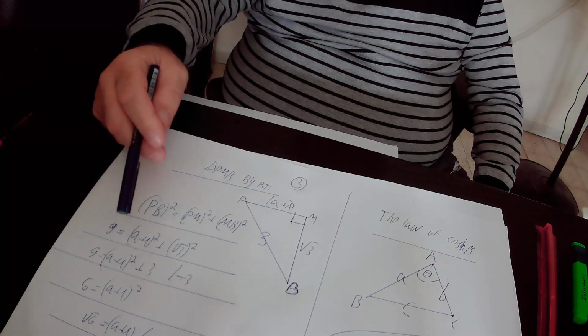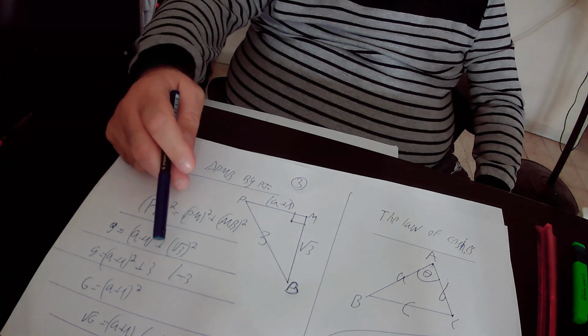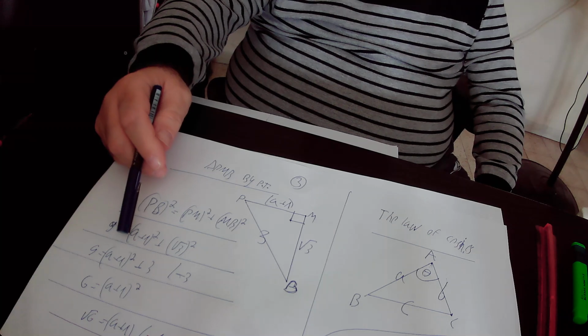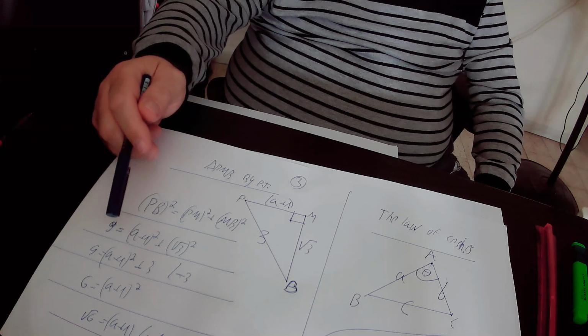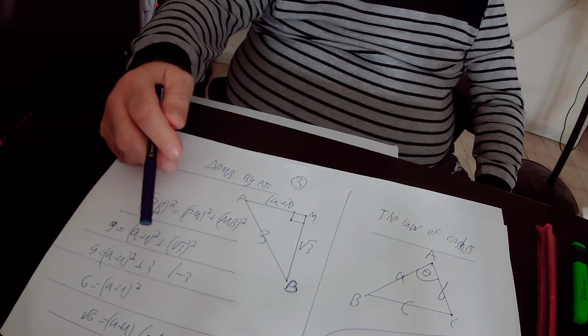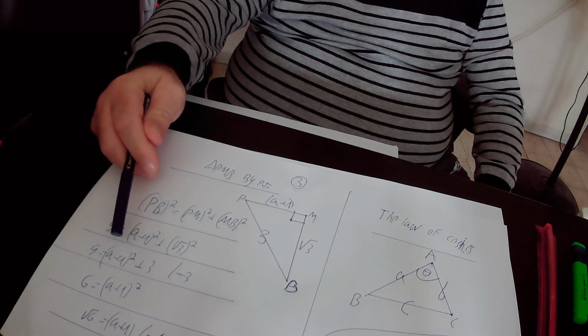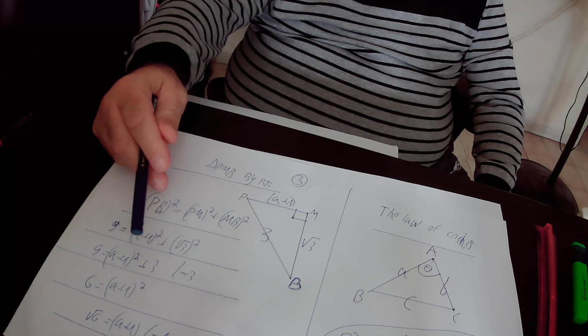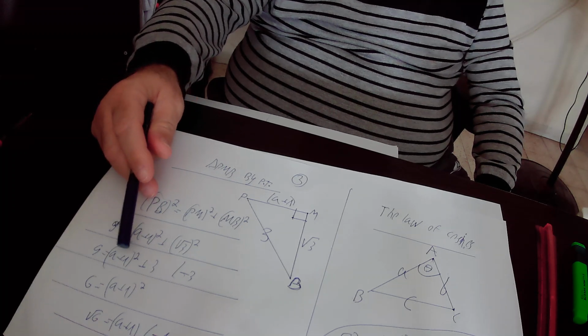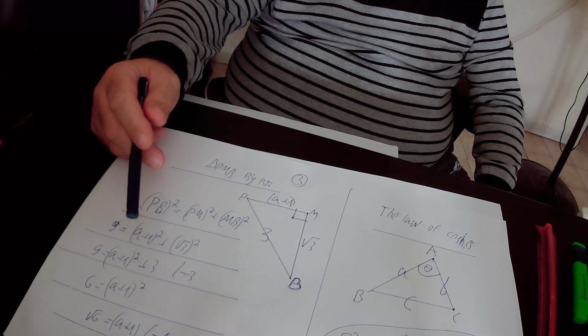So 9 equals (a plus 1) square plus, and the square root of 3 square is 3. So 9 equals (a plus 1) square plus 3. Here we subtracted 3 from this equation and found that 9 minus 3 is 6, and 3 minus 3 is 0. So 6 equals (a plus 1) square.